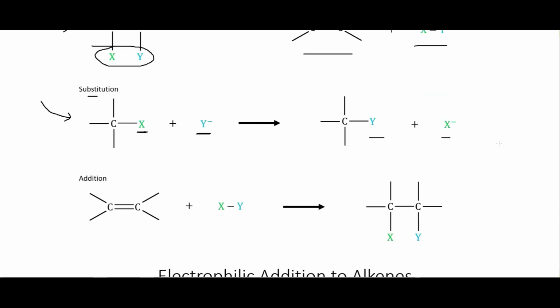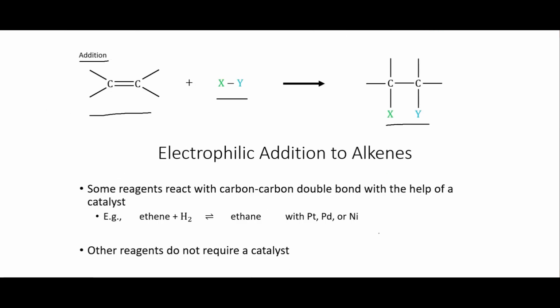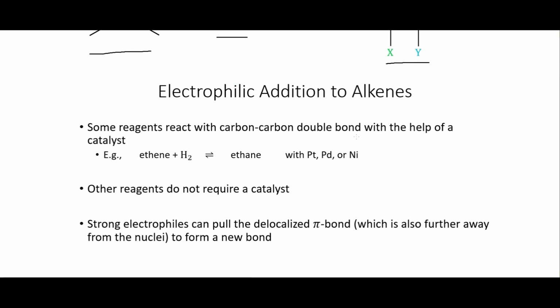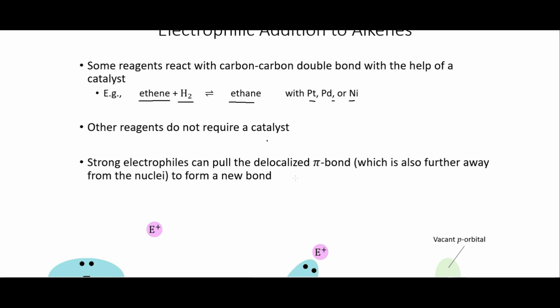But the ones we're going to talk about in these alkene videos are addition reactions. We start with our alkene, bring in two groups, and add those to the alkene to get rid of the double bond and form an alkane. Some reagents react with the carbon-carbon double bond with the help of a catalyst. For instance, in hydrogenation of ethene to make ethane by adding hydrogens, we need a platinum, palladium, or nickel catalyst. Other reagents do not require a catalyst, and strong electrophiles can pull the delocalized pi bond, which is further away from the nuclei and held more loosely, to form a new bond.